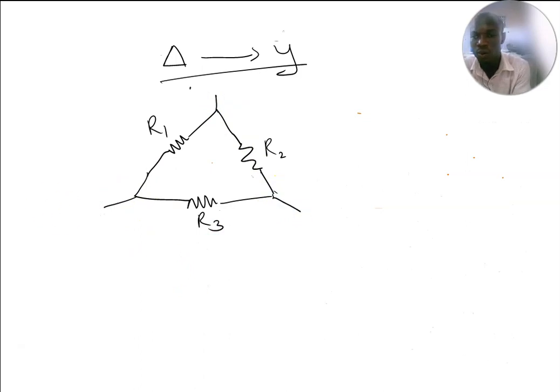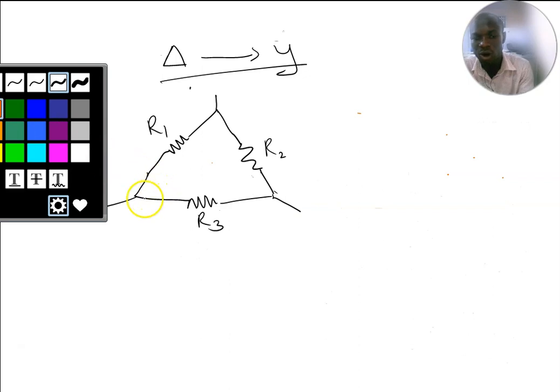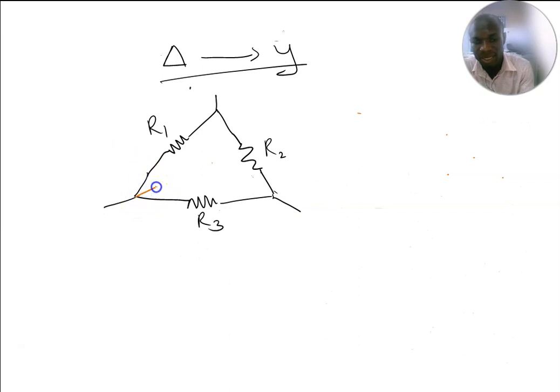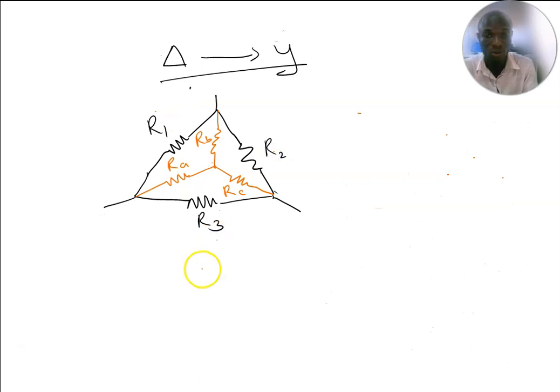To convert it to a Y, you need to draw a Y network within. At each corner, a Y resistor comes there. Then we label them as, let's say, RA, RB, and RC. We already know R1, R2, R3; they'll give us the values. So now we are going to find RA. How do we find RA?